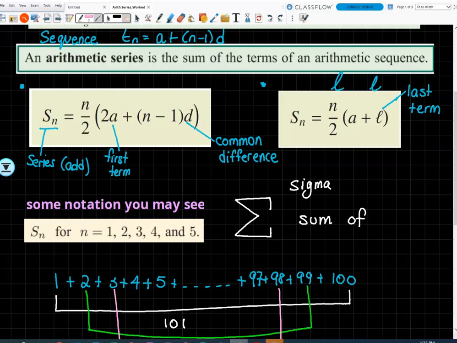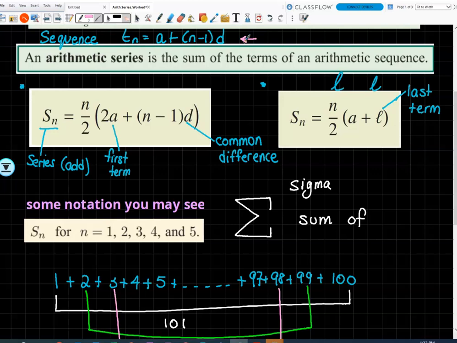All right, so at the moment we've got our formula here. When do we use this? Well, you said when we don't know the last term. When we're just looking at the terms, we're not wanting to add the terms together. So that's technically a sequence.